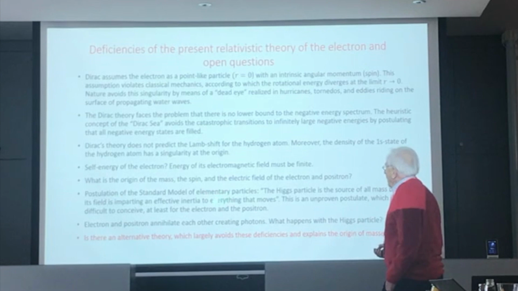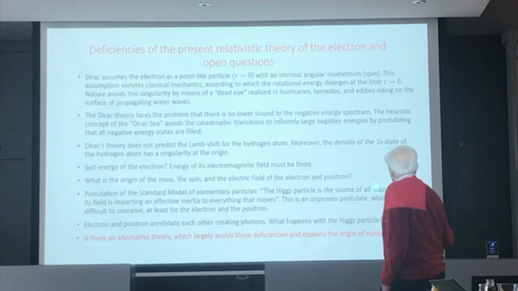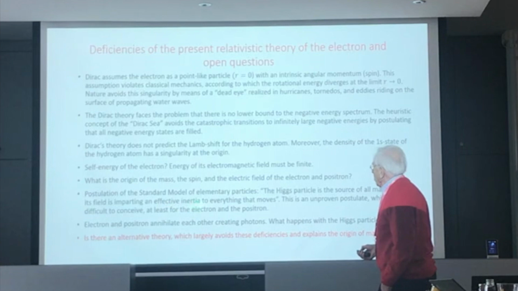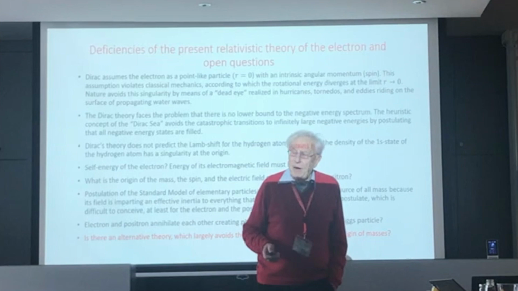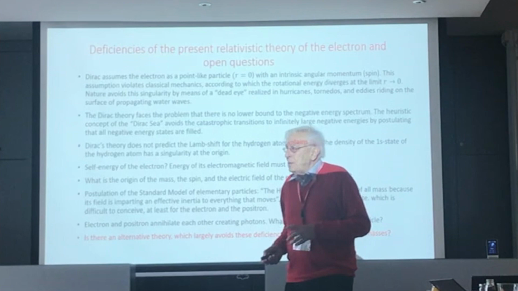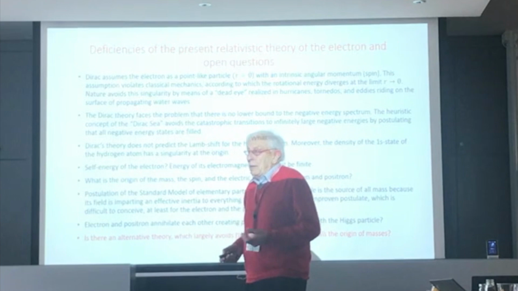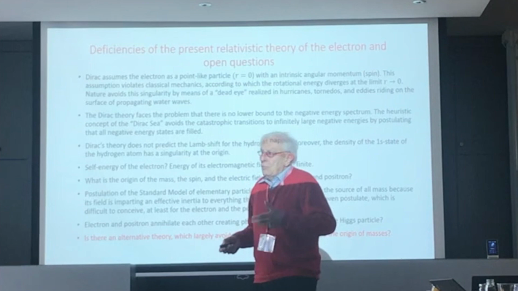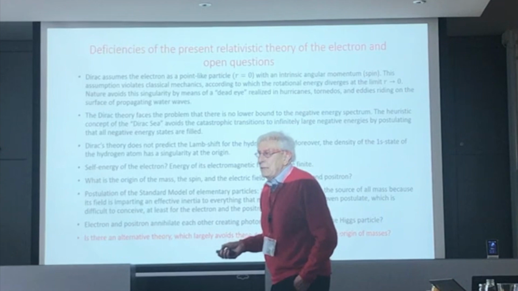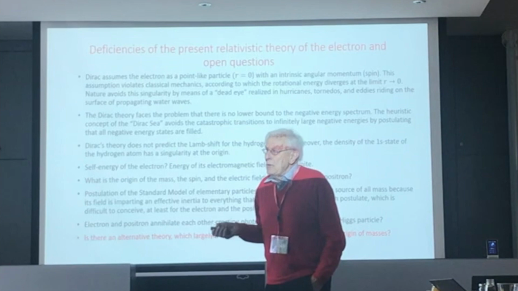The standard model, for example, postulates the Higgs field is the source of all mass because its field is imparting an effective inertia to everything that moves. And I think this is an unproven postulate which is difficult to conceive, at least for the electron and the positron. When CERN found what they call the Higgs particle, I still say, okay, they found the particle, but I do not know why there is a proof that this particle is responsible for the mass. They needed such a particle because the standard model was looking for such a thing. But I will show you now that we can explain the mass of the electron and positron without the need of the Higgs particle.